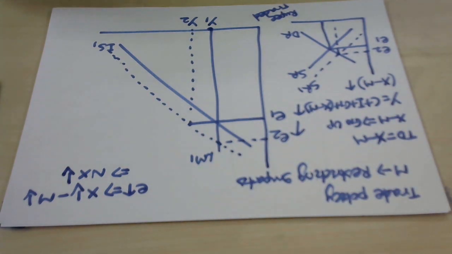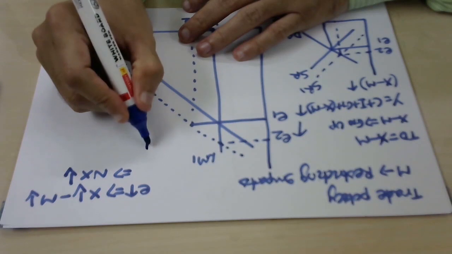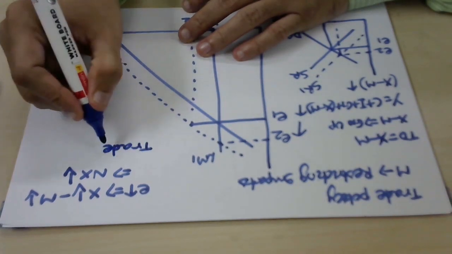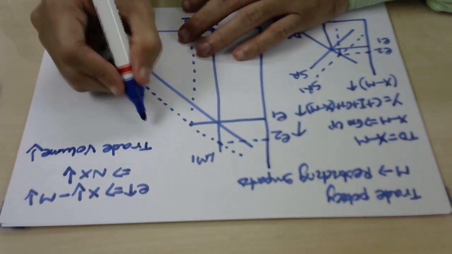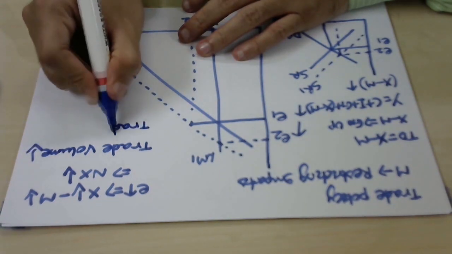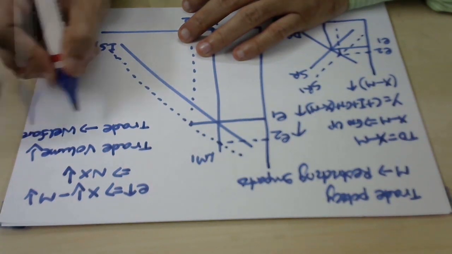And only if the exports decline to the extent that imports have been restricted will we find that output is at the old level. Now what has happened: imports have fallen, exports have fallen, so the overall trade volume will now be less. Trade volume goes down. Now we know that trade leads to welfare enhancement.